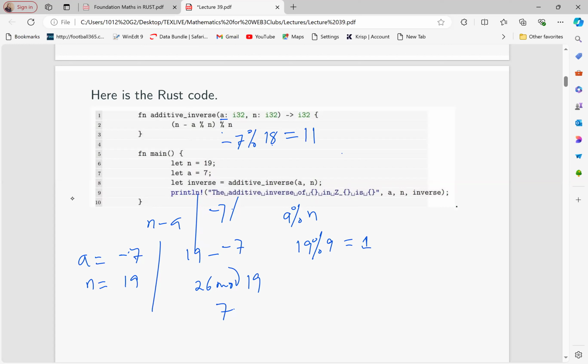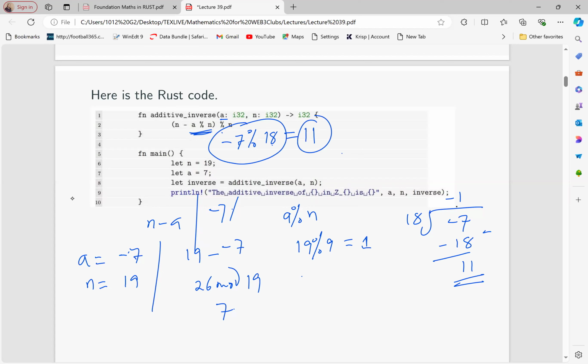18 goes into -7 -1 times. The -1 times that will be -18. When you subtract, the answer will be 11. So the code must understand this part. It must convert it, first of all, to positive. So that is why this part is important. This part is to convert that negative number to positive.